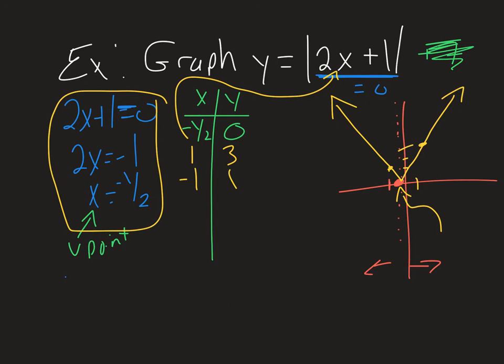If you're looking for the V-point, whatever you have in absolute value, set that equal to 0, solve for x. That will give you the x-coordinate of your V-point. After that, you just have to pick one to the left and pick one to the right. That way you know where to draw the other two parts of the V, I suppose. So that would be enough to get you started.